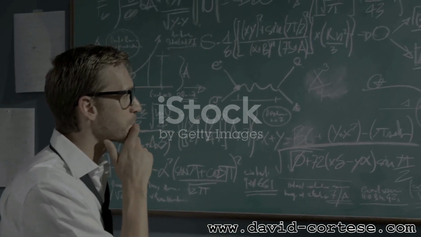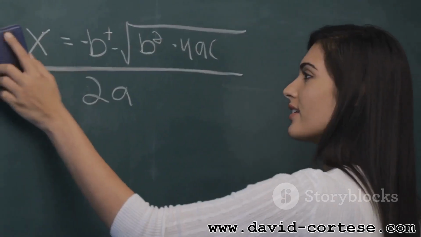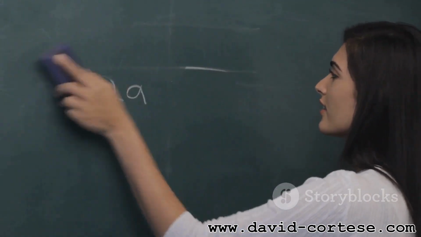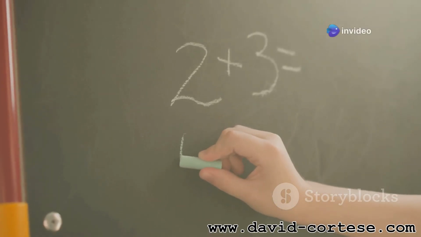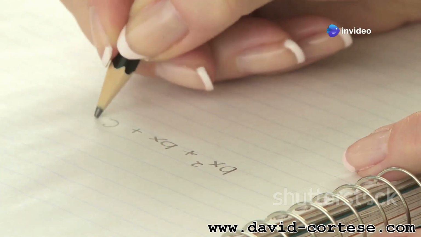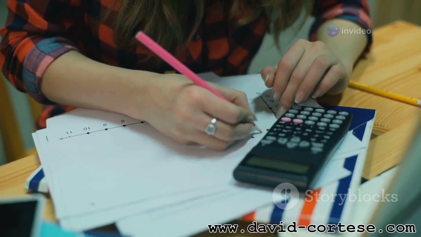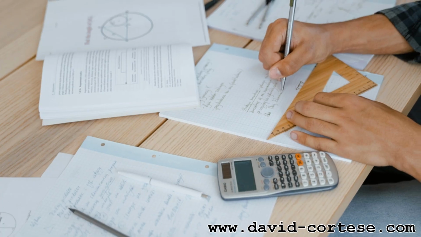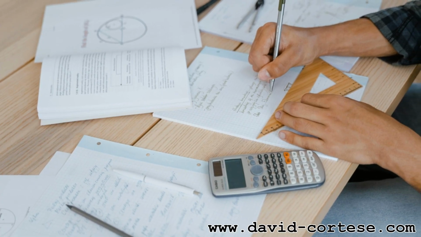Section 5. Applying the formula, a step-by-step guide. Now, let's break down how to use this powerful formula step by step. Step 1. Identify a, b, and c. Look at your quadratic equation in standard form and write down the values of a, b, and c. Step 2. Substitute the values. Carefully plug in the values of a, b, and c into the quadratic formula.